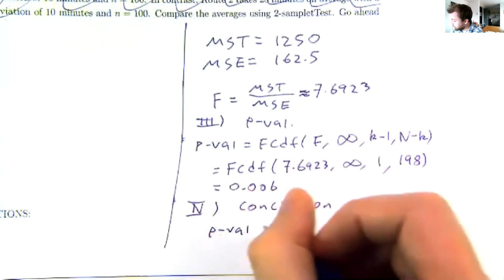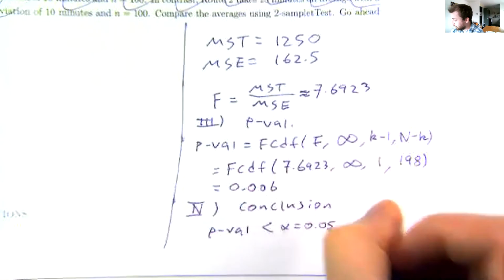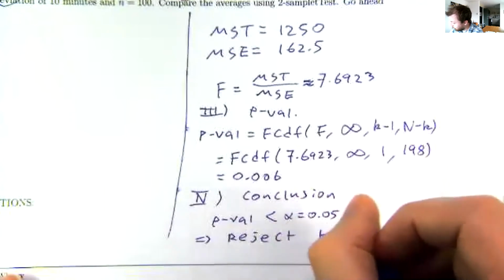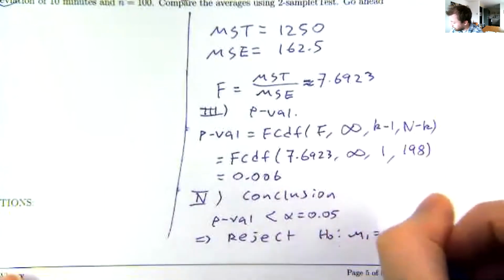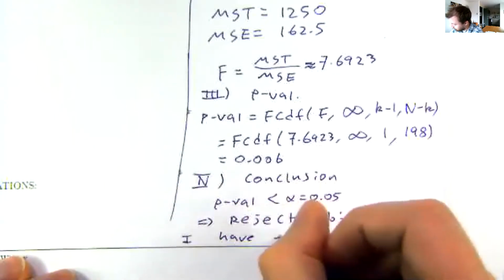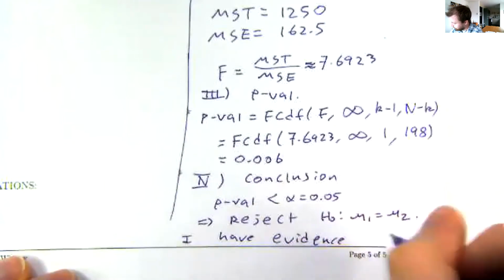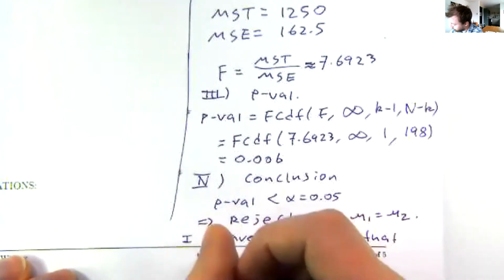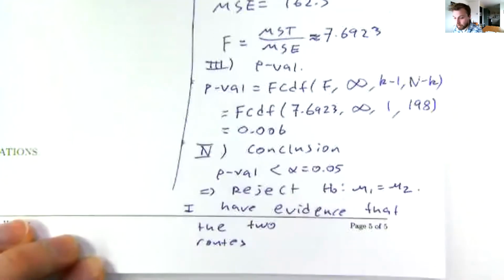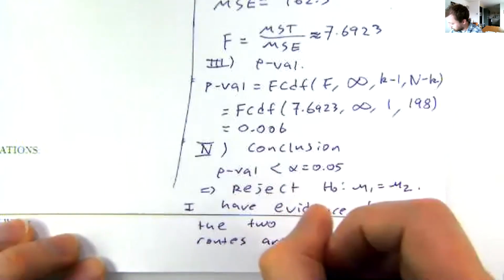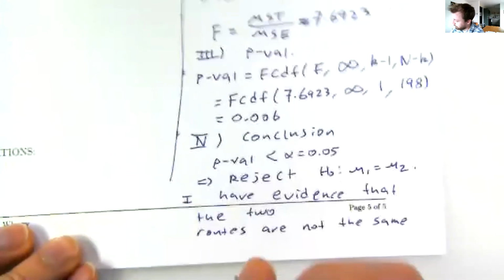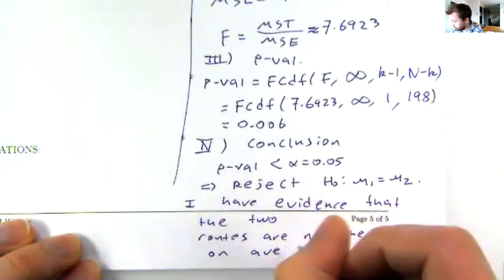My p-value is low. If my p-value is low, my null must go. I reject the null hypothesis that the average time for the two routes are the same. I have evidence that the two routes are not the same. In other words, are different on average.